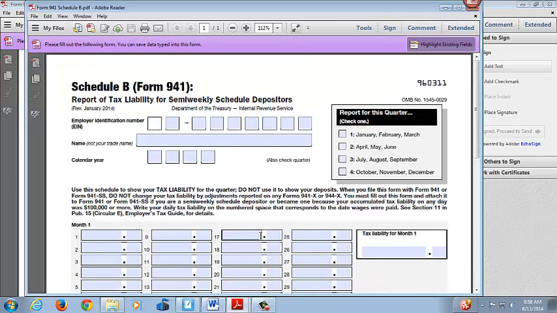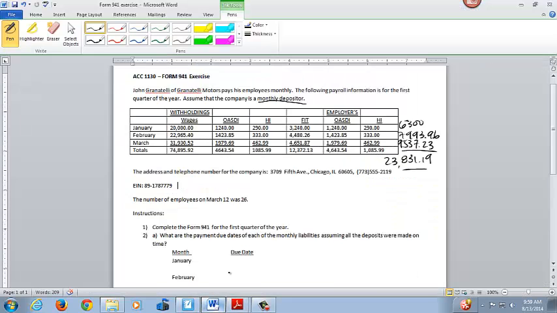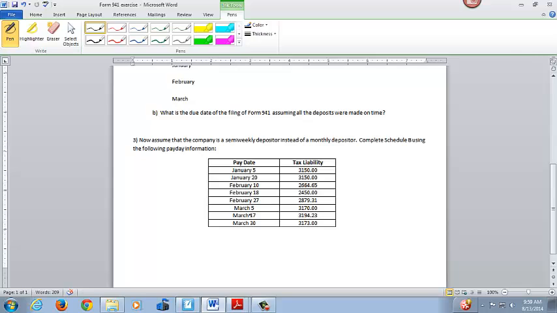And so here we're going to again put in our EIN number, which in our case is 89-178-7779. Our name again is John Granatelli, and our calendar year we're assuming is 2013. Then you also have to check which quarter. So here, I've actually given you these paydays. And on January 5th, our tax liability was $31.50.